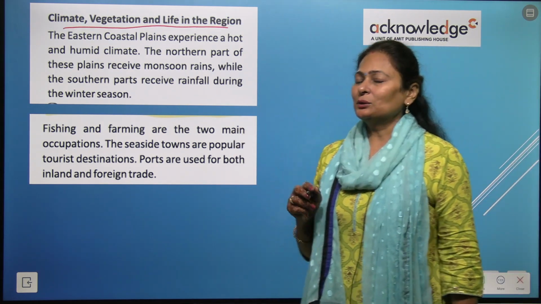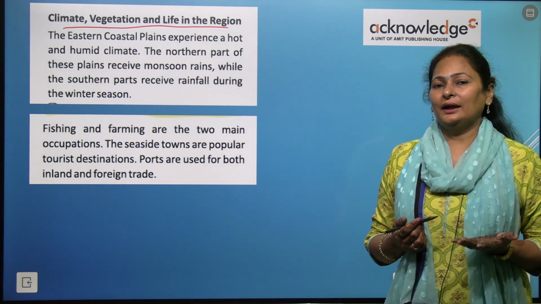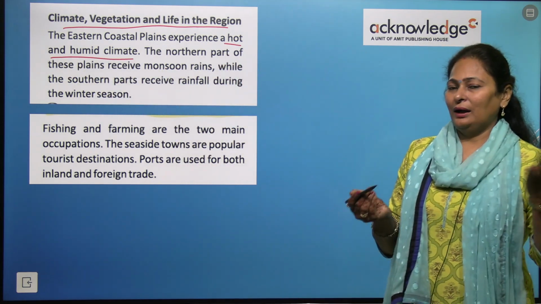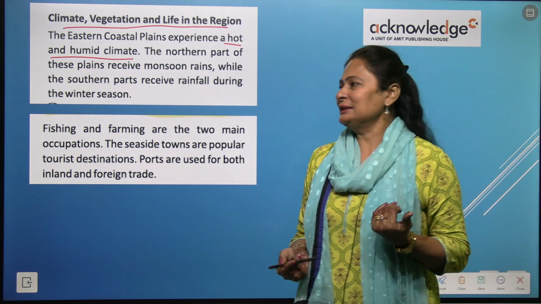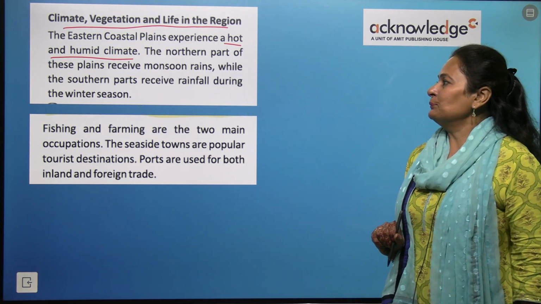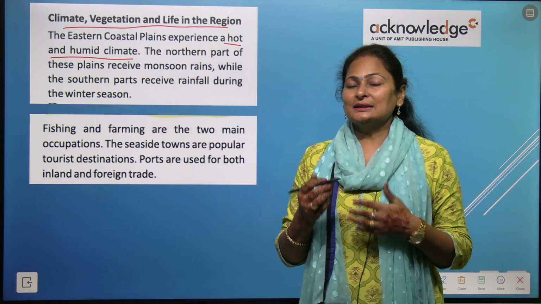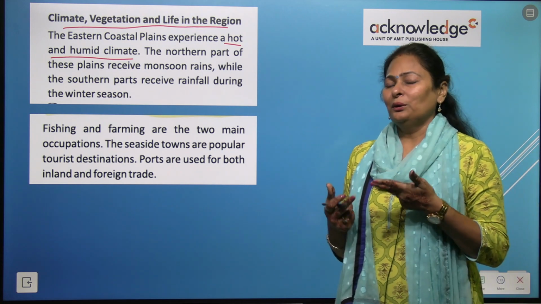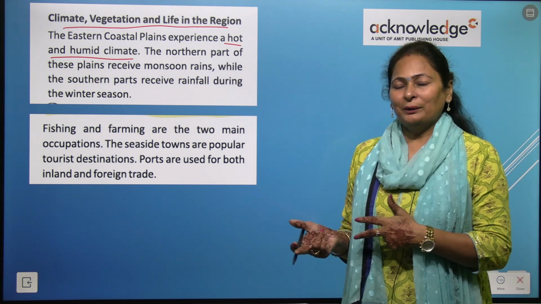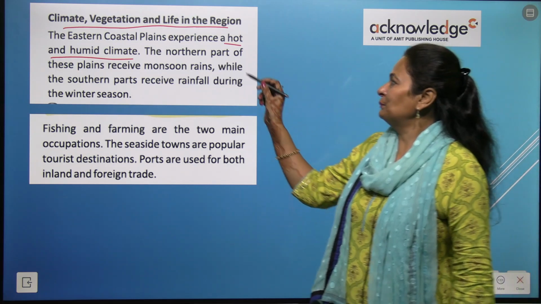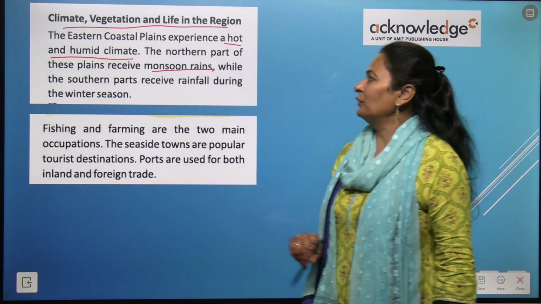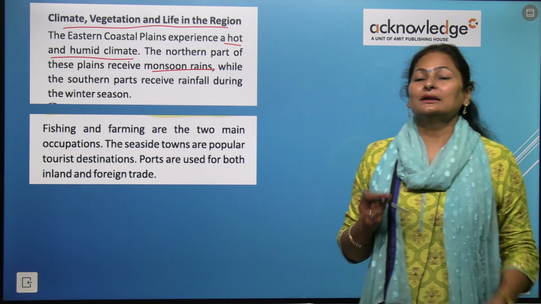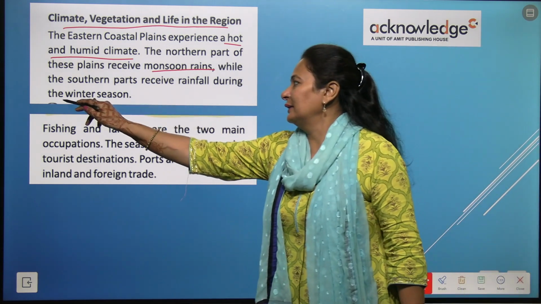The eastern coastal plains experience again a hot and humid climate, right? As the people are facing in the western coastal plains. The northern part of these plains receives monsoon rains. Northern part means this eastern coastal plain is divided into two, right? Northern Sircars and Coromandel coast. So the Northern Sircars receives monsoon rains while the southern parts receive rainfall during the winter season.